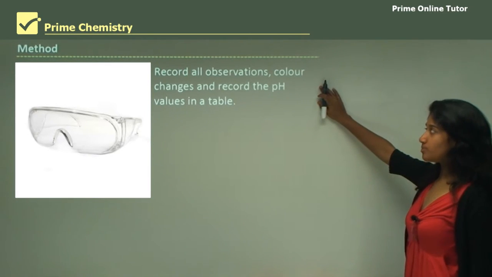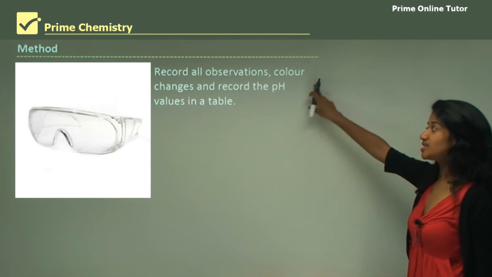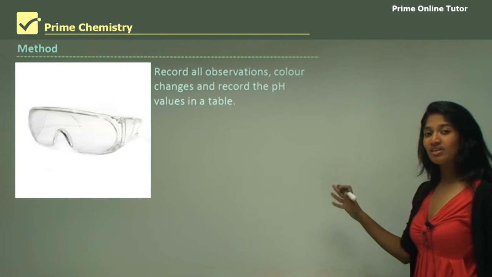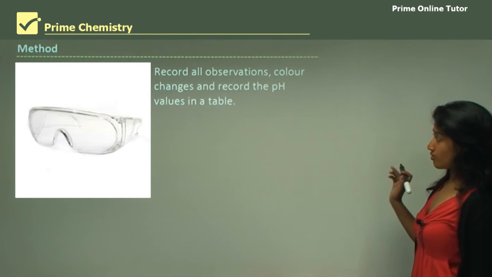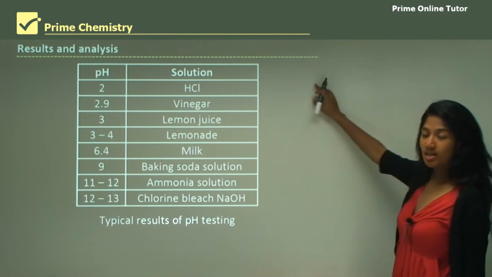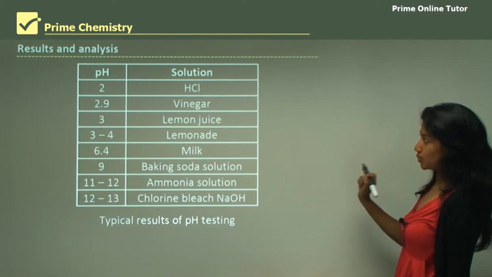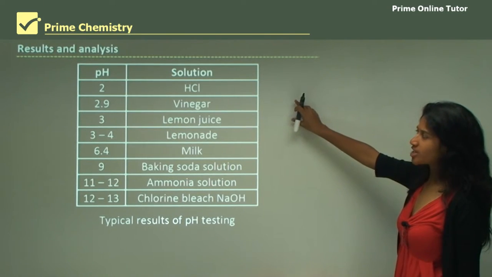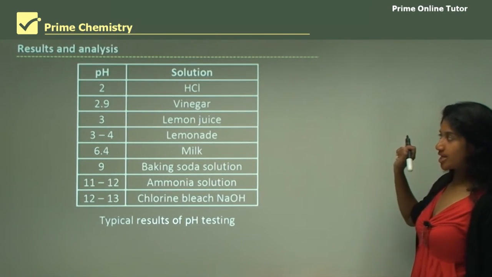And record all the observations, color changes, and the pH values in a table. So tables are easy to read and they're great ways of showing your results. So this is a table, and this is what your results table should look like when you do it at school. So we have pH and solution. The pH should have the corresponding solution next to it.